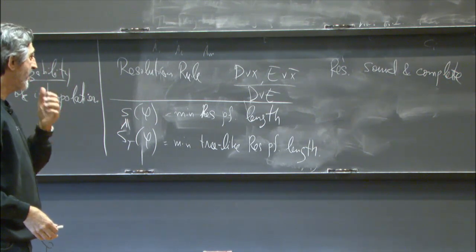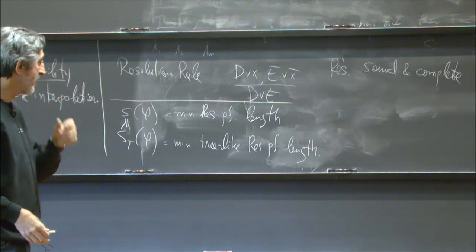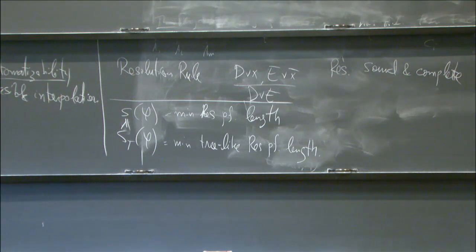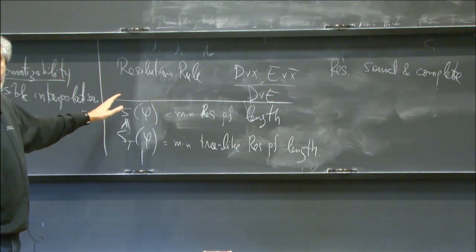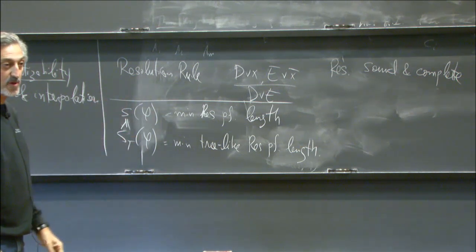Some recent ones, very strong, due to Chris Beck and Russell Impagliazzo and Paul Beame. And I'm not going to talk about it. So there are other parameters which are important that I'm not going to discuss. I'm just going to discuss proof length, and proof length when the proof is a tree.